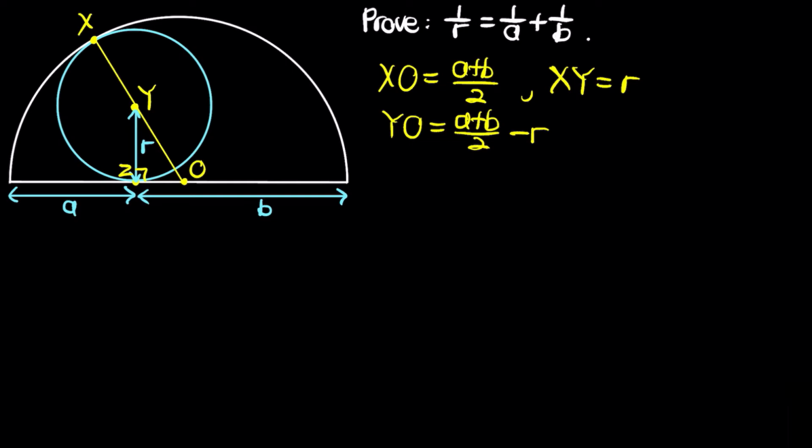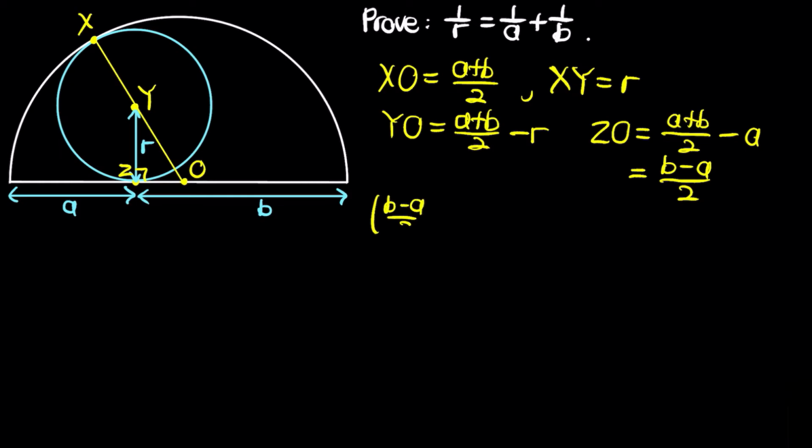And so essentially we want to find the length ZO in this case in order for us to apply the Pythagoras theorem. And it is not hard to see that ZO in this case is equal to the radius of the semicircle, which is (a plus b) over 2, minus a, which is the length of the segment a. And this can be simplified as (b minus a) over 2. And then now we can apply the Pythagoras theorem, which gives us that ((b minus a) over 2) squared plus r squared is equal to ((a plus b) over 2 minus r) squared.